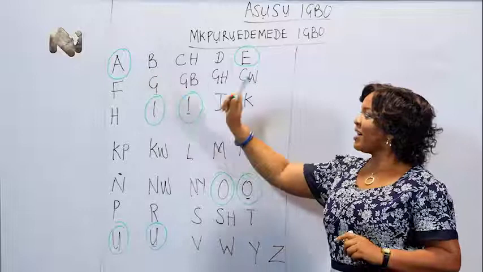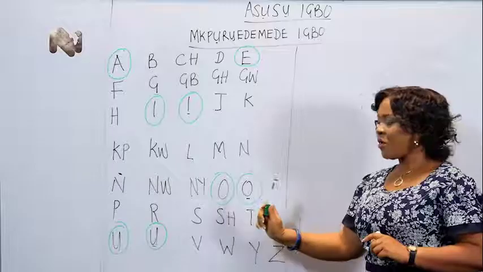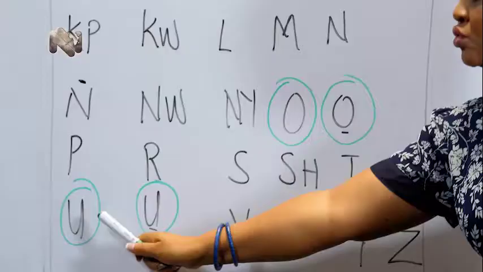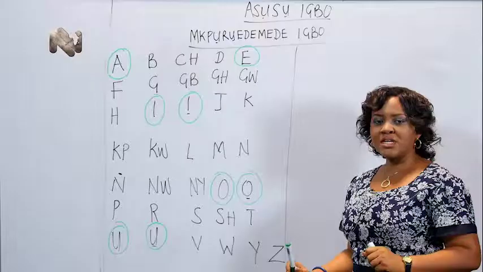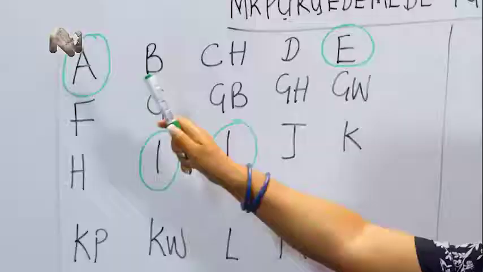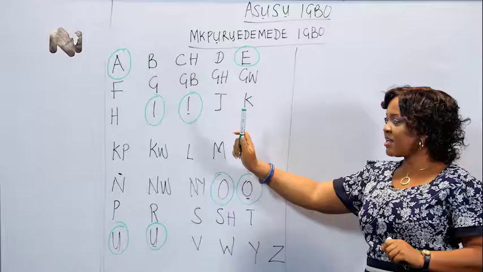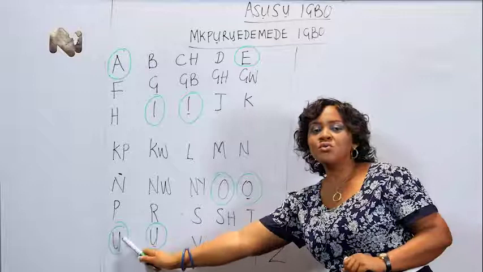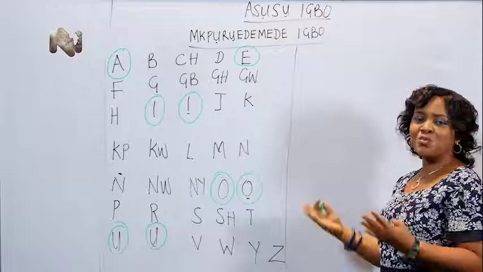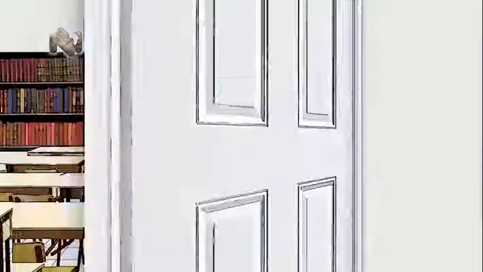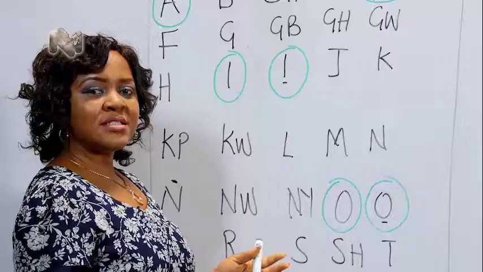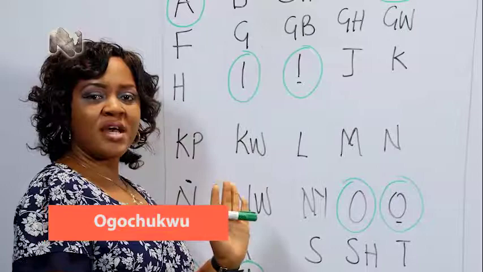A, E, I, Ị, O, Ọ, U, Ụ. I'll take it again. A, E, I, Ị, O, Ọ, U, Ụ. Good. I'll write them out separately, then we'll sing the song, because we have a song for it also. Having looked at the vowels, I'm going to write them out now for you to see clearly.